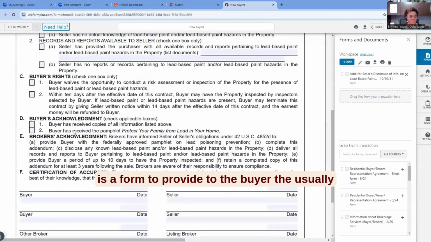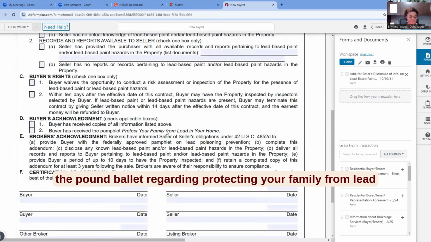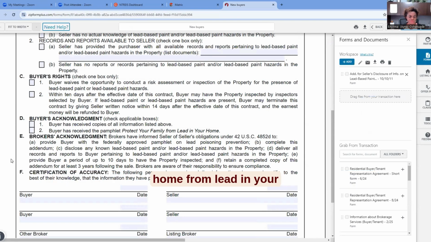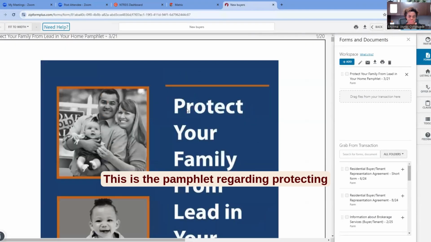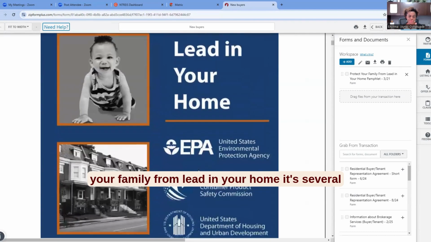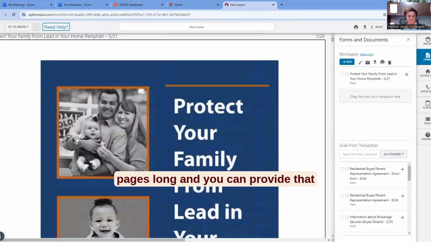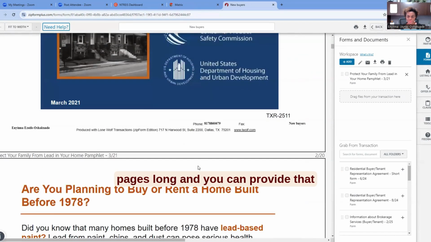And there's a form to provide to the buyer, usually the pamphlet regarding protecting your family from lead in your home. This is that pamphlet regarding protecting your family from lead in your home. It's several pages long, and you can provide that to your buyer.